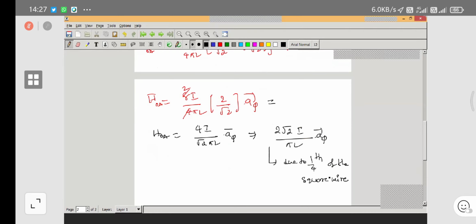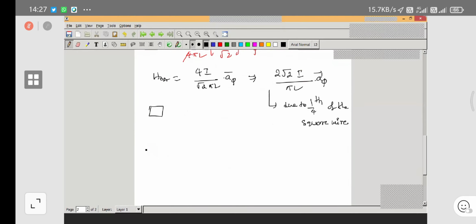One by fourth of the square wire. What I would find out is the total magnetic field intensity in the bent square, the total magnetic field intensity due to the square wire, that is H equal to 4 H_AB, total in the form of the square.